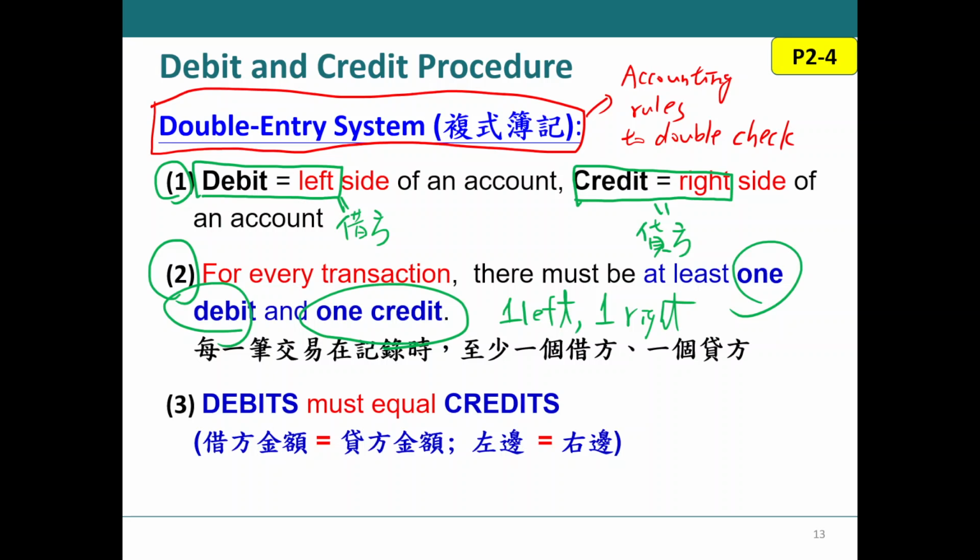Okay, the third is debit is equal to credit. Always make sure your debits equal to credits. What you have on your left hand should be the same as what you have on your right hand, okay? So your left hand equal to your right hand. So every transaction, one left, one right, at least. Left equal to right, okay? So based on this, we could double check our 10 transactions.